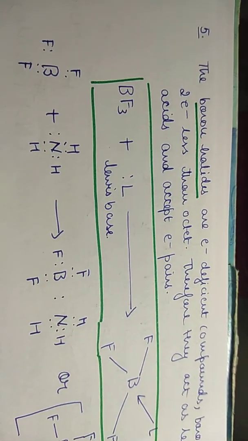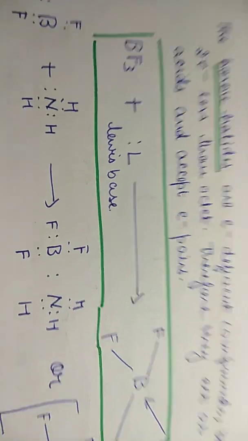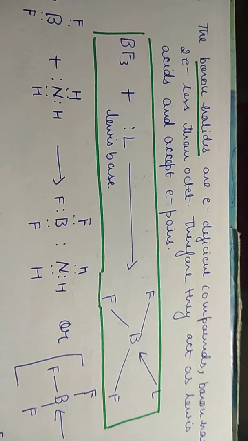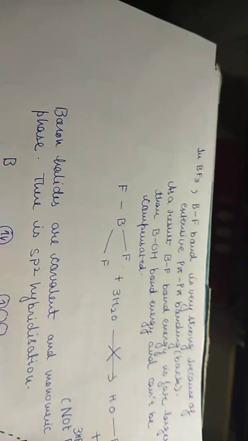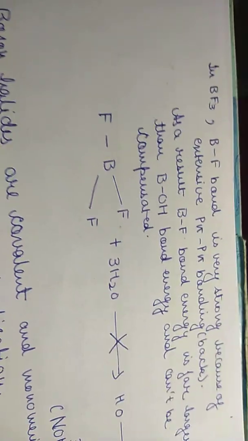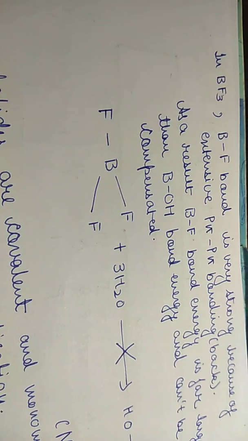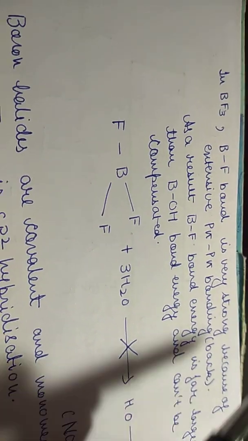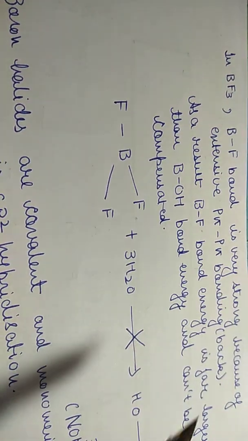The fifth property, a very important property, is that boron halides are electron deficient compounds, and boron has... Before going to that, studying the fifth property, we have the fourth property. Why does BF3, that is boron trifluoride, not form boric acid? क्यों? बाकी सब तो water पे treat करने पे boric acid बनाते हैं, but BF3 does not form it.